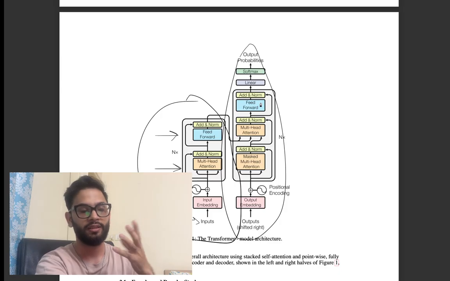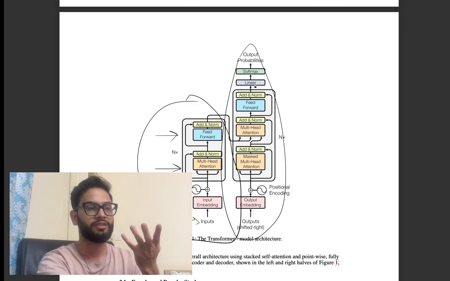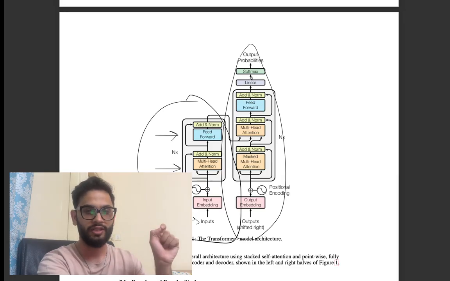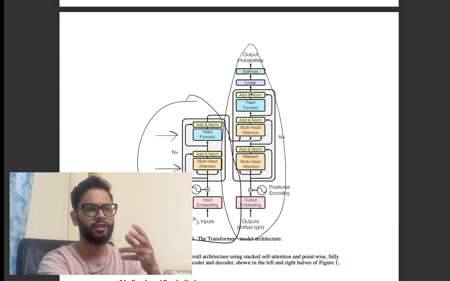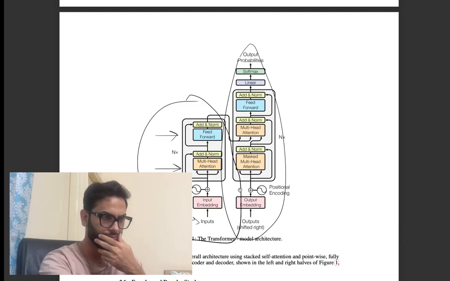Our vocabulary is nothing but the set of words in the output language. For example, if we're translating from English to French, let's assume French is 10 lakh words, right? So this linear layer will convert whatever the dimension is into a 10 lakh size vector so that we know what word we're talking about. And then softmax will turn it into probabilities. Whatever the maximum probability is, we'll take that up.